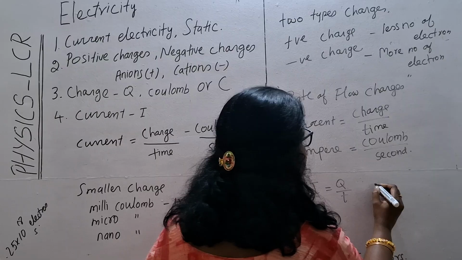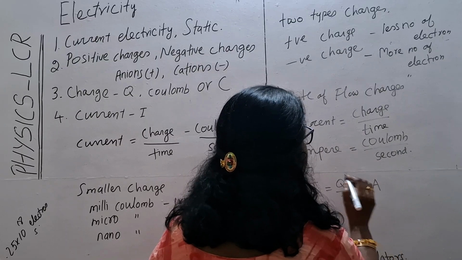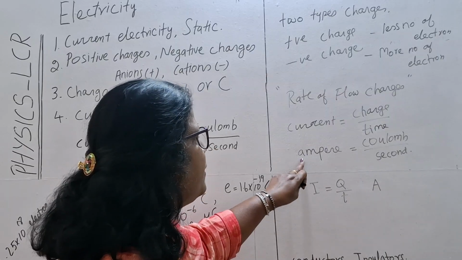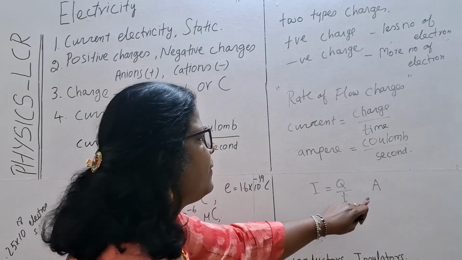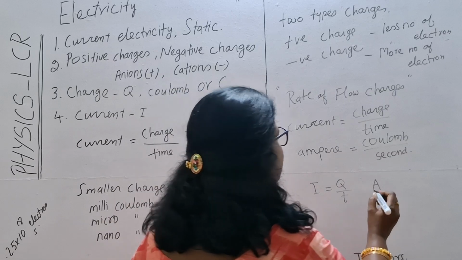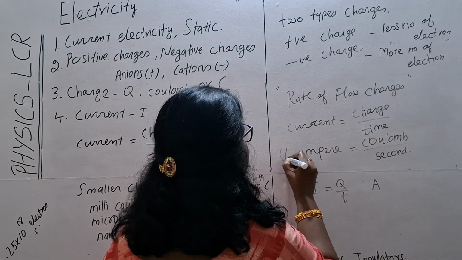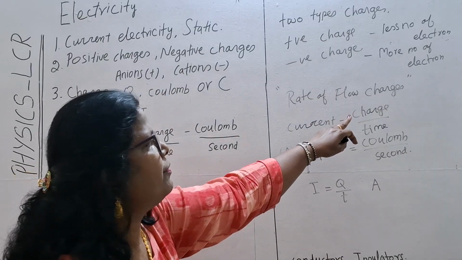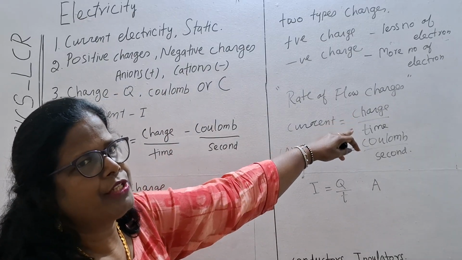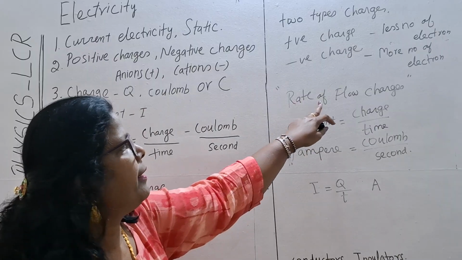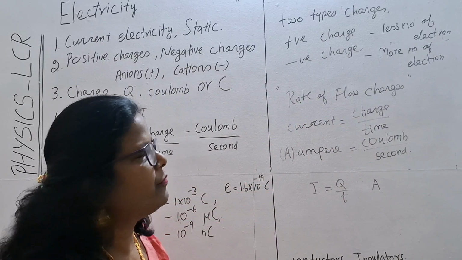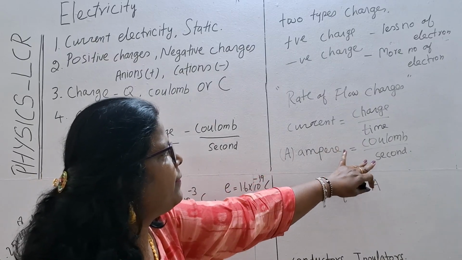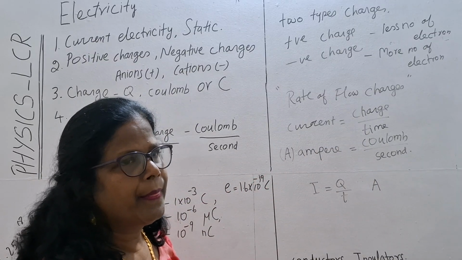Ampere is also a scientist's name. You can write ampere or capital A. The ratio of charge and time, or the rate of flow of charge, is known as current. The unit of current, the unit of charge and the unit of time are given here.